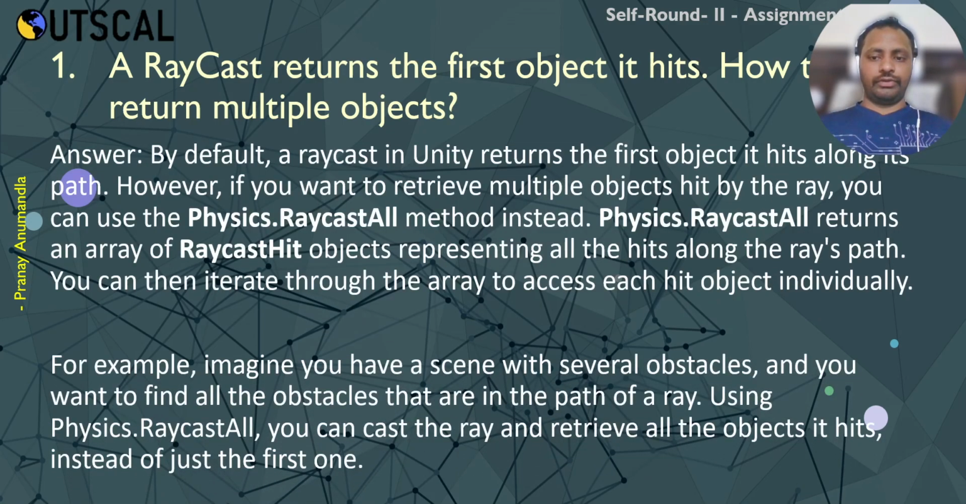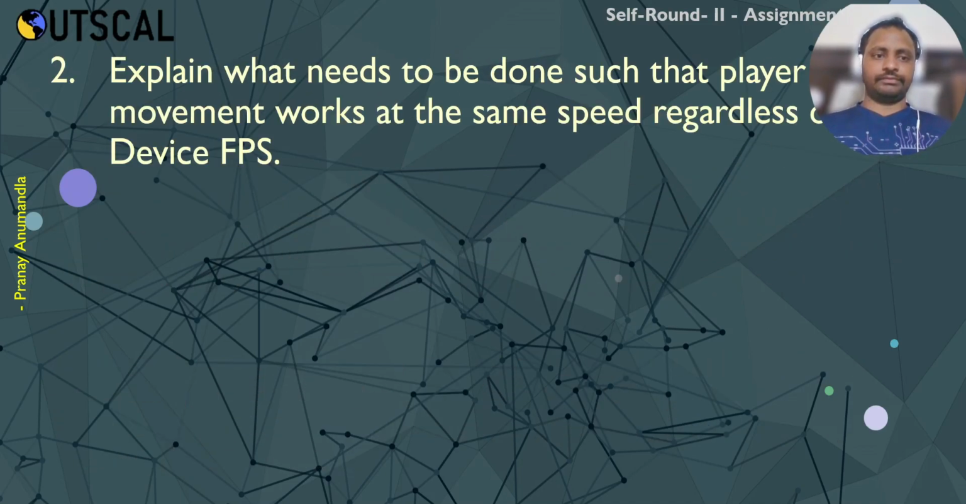The method we use is Physics.RaycastAll. It will give us an array of RaycastHit objects representing everything along the ray path. It will be useful for detecting multiple objects, such as enemies.